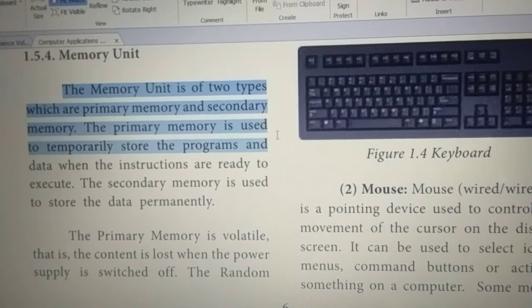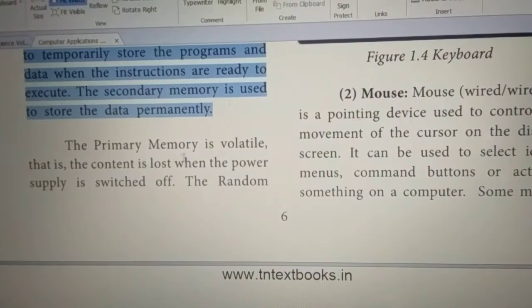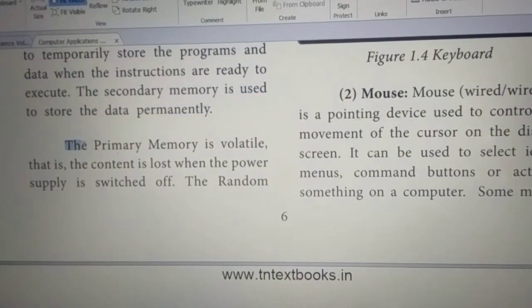The primary memory is used to temporarily store the programs and data when the instruction is ready to execute. Secondary memory stores the data permanently. So there are two differences: primary is the temporary storage, secondary is the permanent storage. Primary memory is volatile memory. Yes, volatile memory, this is the important point.